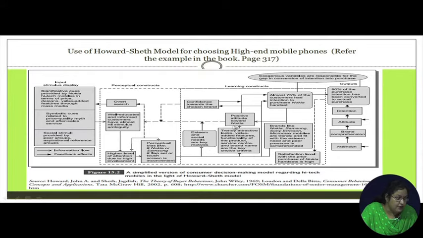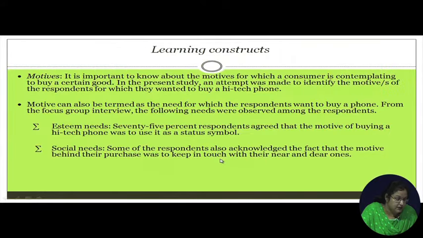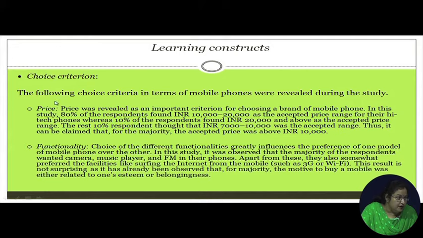Now, we talk about the evaluative criteria. This one was the motive, the second one was the evaluative criteria, which in this particular case was price. Price was revealed as the most important criterion for choosing the brand, and in this study 80% of the respondents found INR 10,000 to 20,000 as the acceptable price range for their high-tech phones, whereas 10% found 20,000 and above would be good, and the rest 10% were in favor of the 7 to 10,000 range mobile phones, and the majority was around 10,000. And then they talked about the functionality of the product.